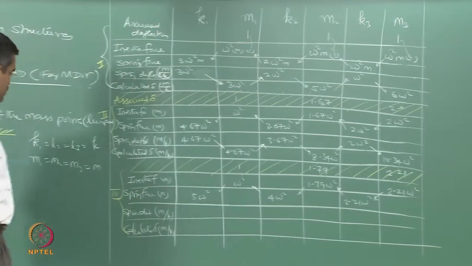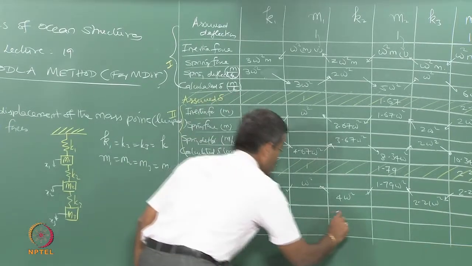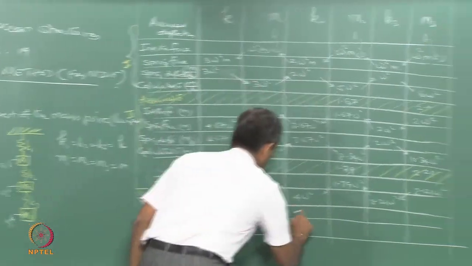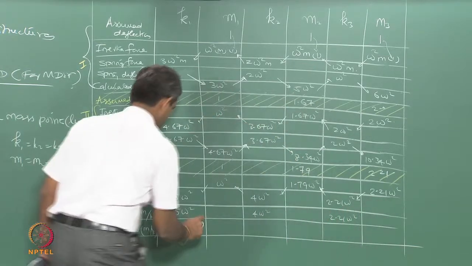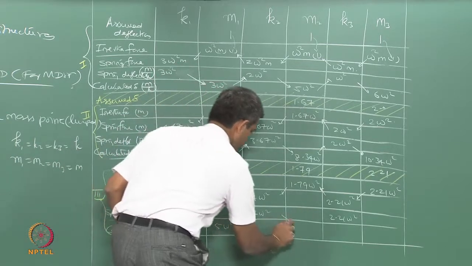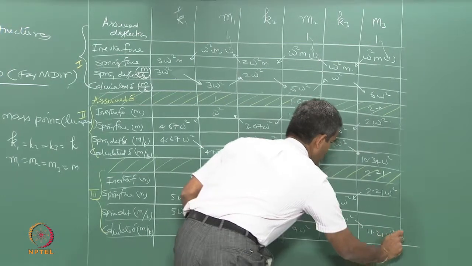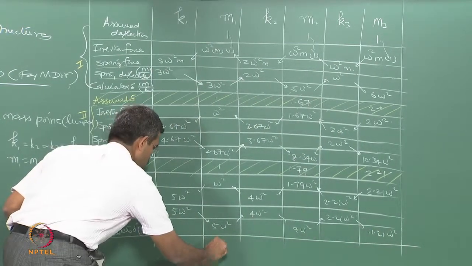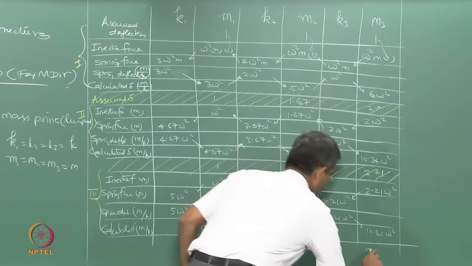5 omega square, let us say 5 omega square, 4 omega square, 2.21 omega square. 5 omega square, 9 omega square, 11.21 omega square. The ratio becomes 1.80, 2.24.